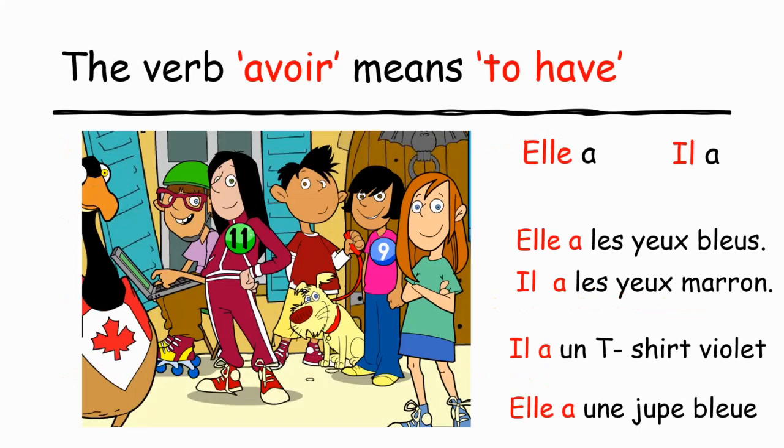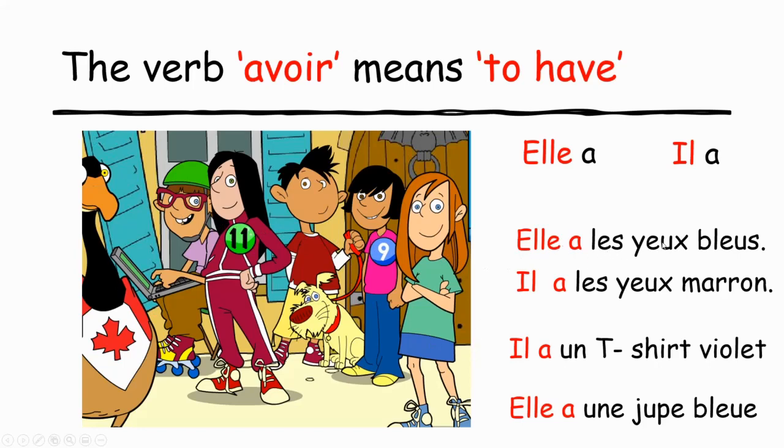So, let's begin. The verb avoir means to have, and we used it quite a lot in our last lesson. Let's have a quick recap. We had elle a, which means she has, and il a, which means he has. Can you say this with me? Elle a, il a. Great job. Let's have a look at some of these short sentences and see if you can help me to identify which of the characters from Rigolo it's talking about.